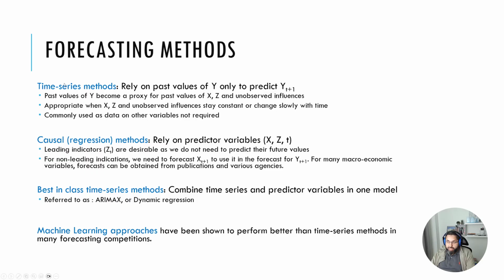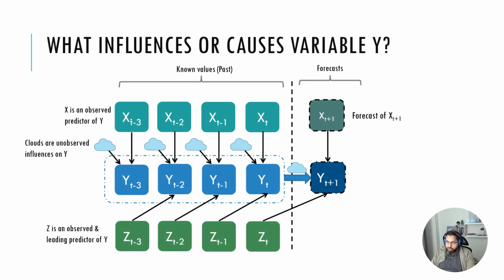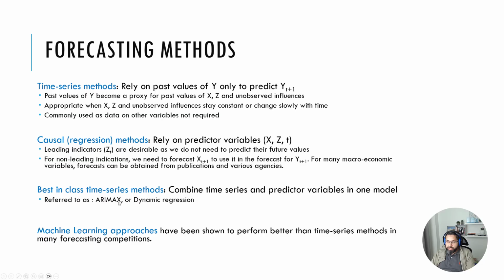Okay. Then we can combine the two. So we can combine this whole picture into one method, have time series as well as x and z. Those are called ARIMAX or dynamic regression, where you have predictor variables like x and z, and you also have the past values of y. We don't study this in this course, but if you take advanced supply chain courses, you will study ARIMA methods, seasonal ARIMA methods, and then ARIMAX or seasonal ARIMAX methods to combine the whole picture.